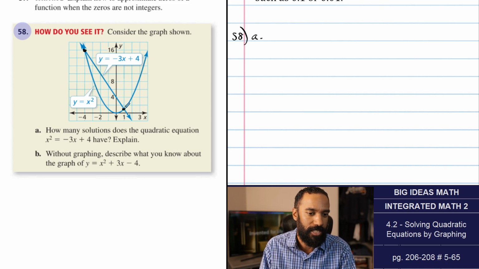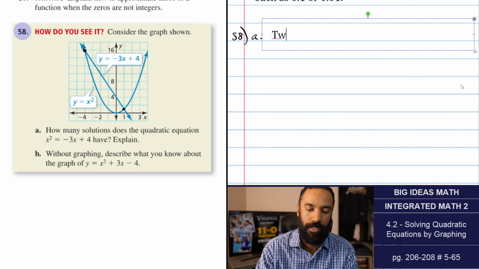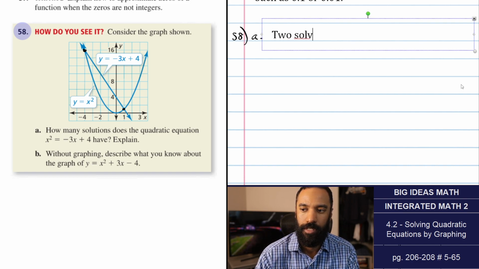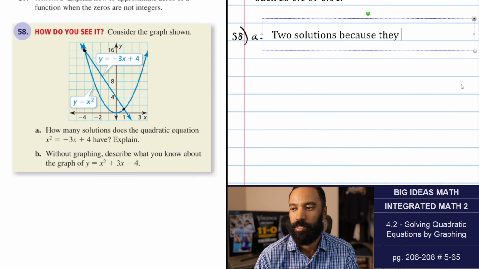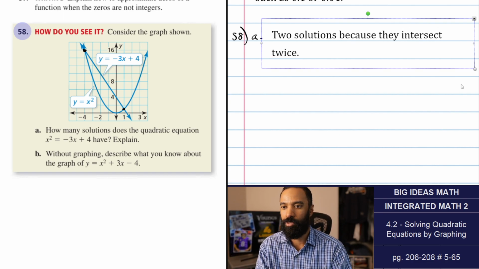And part B, they intersect again at x equals 1. They intersect twice. So they have two solutions. Two solutions because they intersect twice. Point blank. They intersect in 2 different locations.